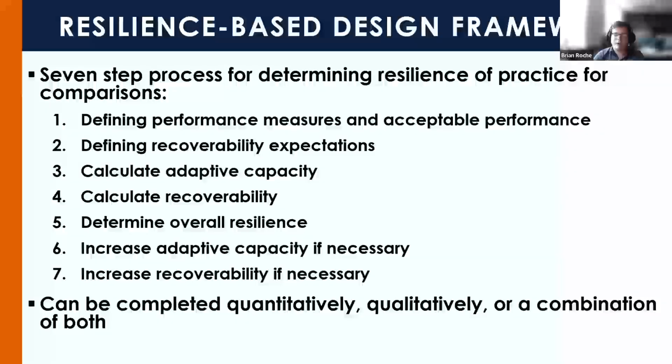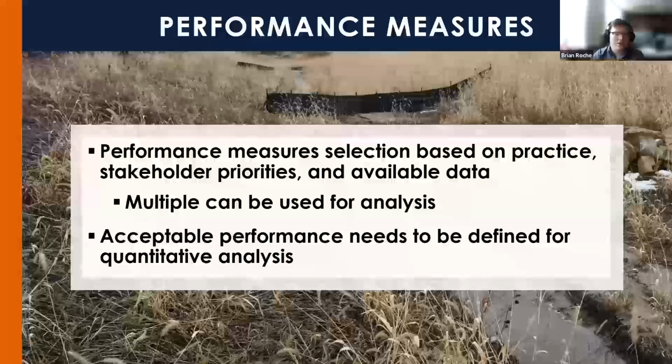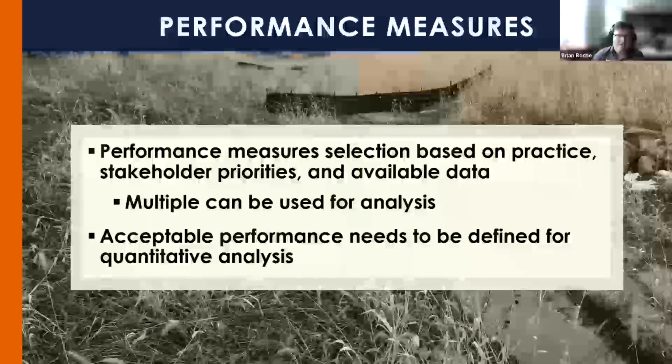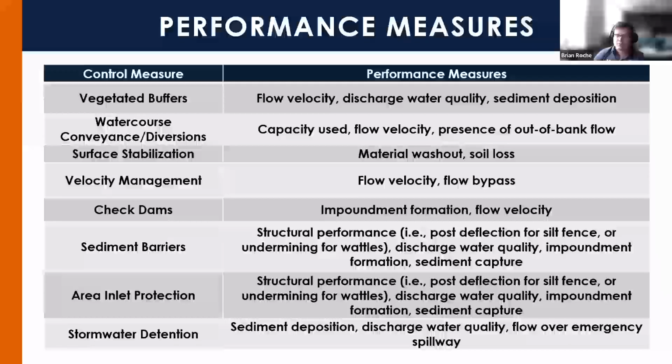So similar to risk, we developed a 7-step process for quantifying resilience to compare different practices. This can be completed quantitatively, qualitatively, or a combination of both. The first step is to define your performance measures. This can be selected based on the type of practice, stakeholder priorities, or what data is actually available. You can use multiple different performance measures, but similar to risk, acceptable performance would need to be defined if you're doing a quantitative analysis.